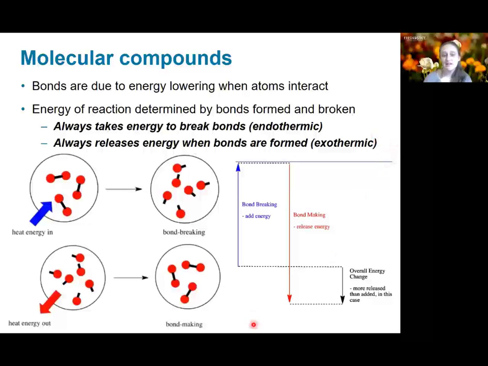That process is exothermic. So in a chemical reaction, we're generally looking at the sum of two processes. We're looking at bonds breaking and then also looking at bonds forming. And the difference between those gives us our overall energy change of the reaction. So in this case, where the breaking of the bonds requires less energy than the forming of new bonds, we have an overall change, which is exothermic. If it were the opposite, it would be endothermic.